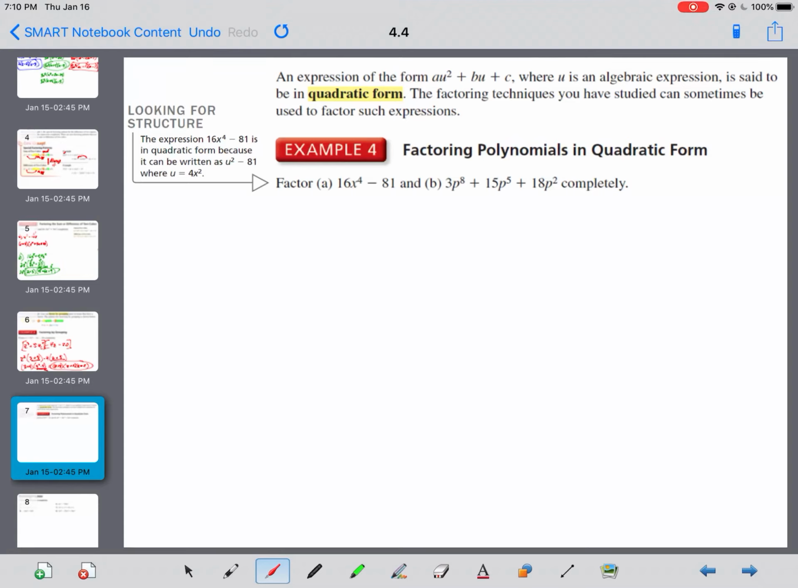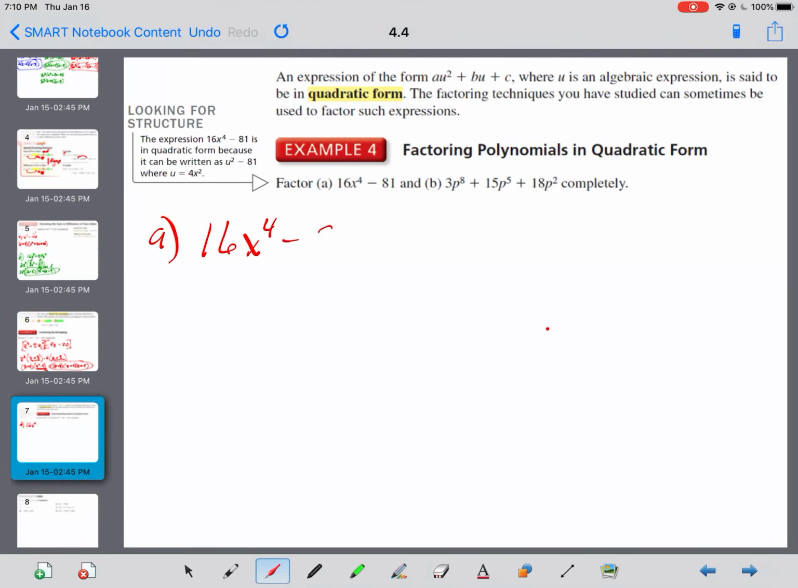An expression in the form of au squared plus bu plus c, where u is an algebraic expression, is said to be in quadratic form. Basically, they're taking something that is not a squared and they're turning it into something that looks squared. So the u is representing some amount. It's a variable, like all of the letters mostly in math are, except for i. Okay, so let's look at A.